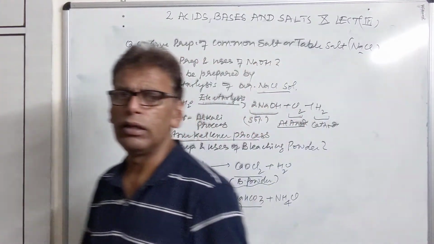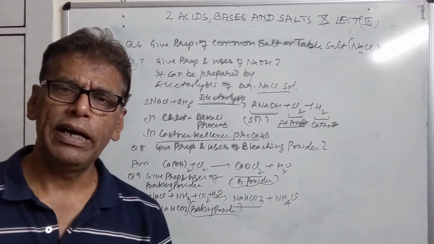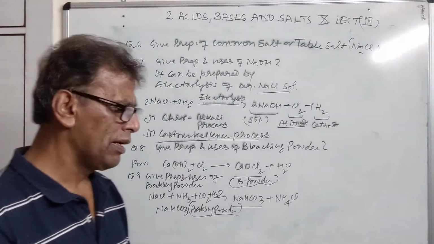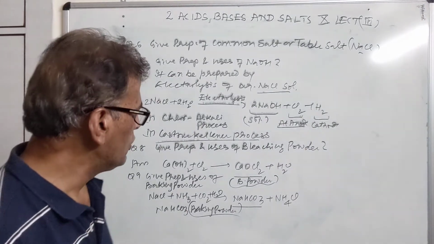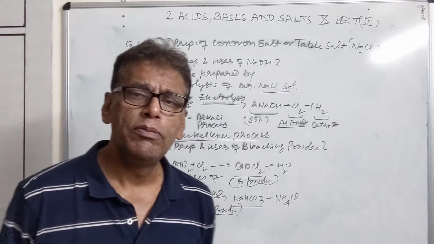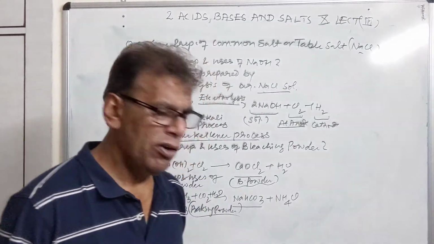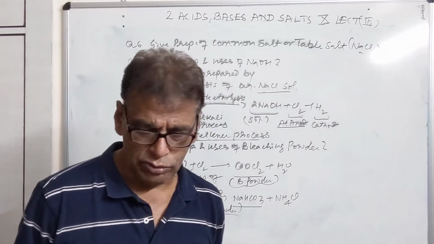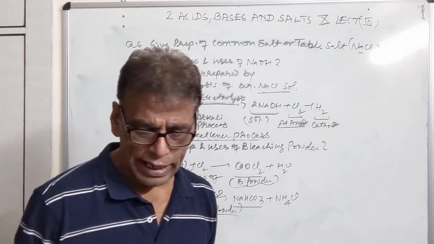Now, what are the uses of baking powder? It is used in the baking of the bread, in the baking of biscuits, and in the baking of the cakes, and because it produces carbon dioxide on heating, which produces pores in the bread and cake pieces, and which remain filled with the air, so it gives the fluffy appearance to the bread as well as cake piece.